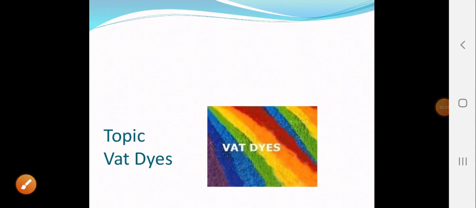Good afternoon, students. In continuation of our unit on dyes and intermediate industries, we saw the introduction to dyes and then the classification of dyes. In that, we saw one category of dye as vat dyes, which is an important type of dye. And in this video, we will see in detail about vat dyes and how they are made.